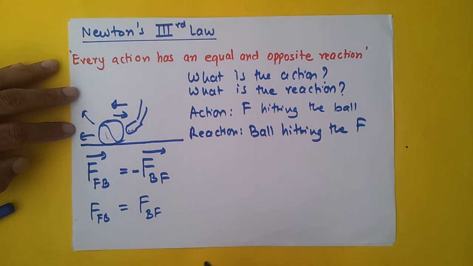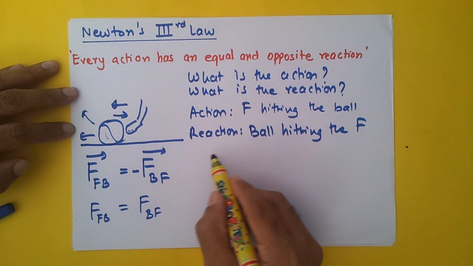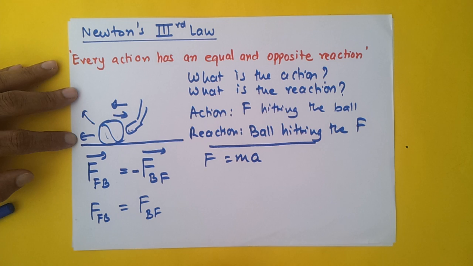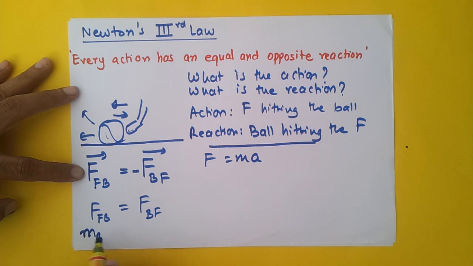What I'll do is I'll use Newton's second law of motion to understand this. Newton's second law of motion says force is equal to mass into acceleration. Right? So if I use this over here, the force applied by the foot on the ball will be equal to mass of the ball into acceleration of the ball. And the force applied by the ball onto the footballer would be equal to mass of the footballer into acceleration of the footballer.